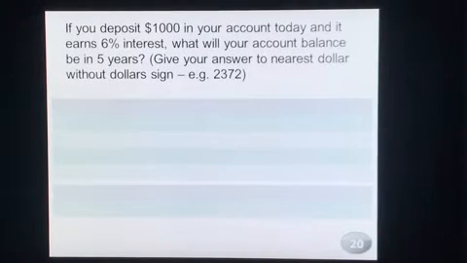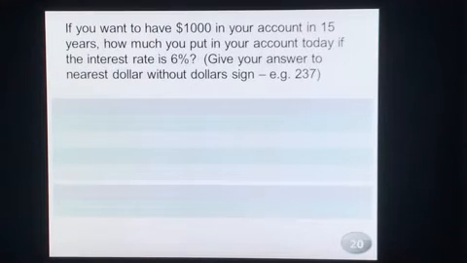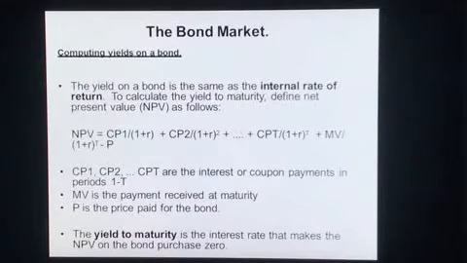For example, if you deposit $1,000 in your account today and it earns 6% interest, what will be your account balance in 5 years? This is a very simple formula and a very simple question. We have discussed it previously in detail in the time value of money topic. So you can calculate the value of that $100 easily. Now moving further, here is another example for 15 years at the rate of 6%.